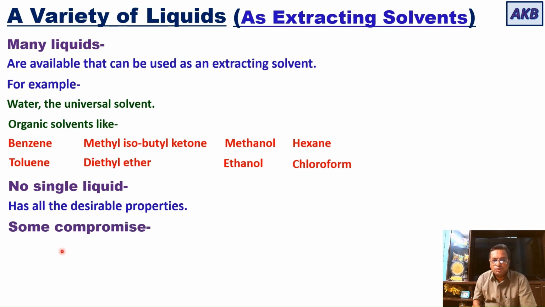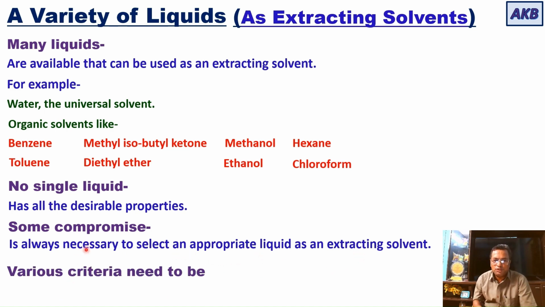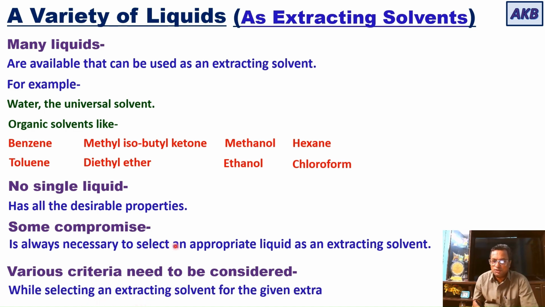Some compromise is always required. It is always necessary to make some compromise in order to select an appropriate liquid as the extracting solvent, because you are not going to get all the desirable properties in one liquid. We need to consider various criteria while selecting an extracting solvent for the given extraction task. And what are these criteria? We are going to understand in this discussion.